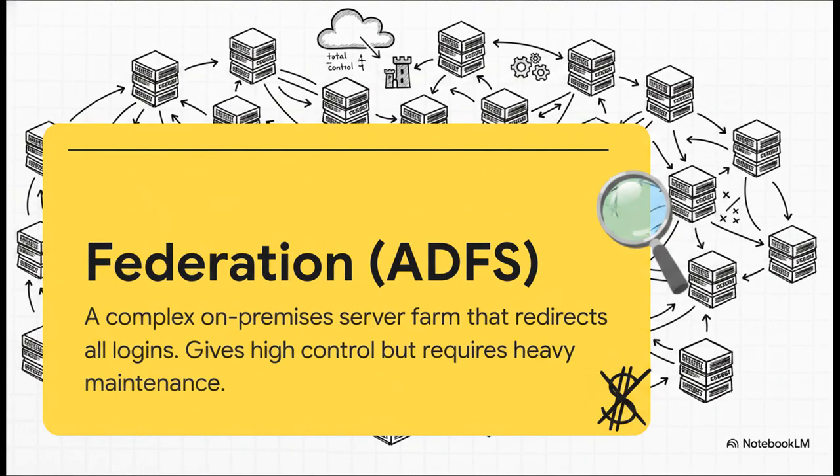And finally, option 3, Federation, which is usually done via ADFS. This is your heavyweight legacy option. You run a complex farm of servers on-prem that handle all the redirects. Sure, it gives you total control, custom rules, third-party integrations, but it is incredibly complex and really expensive to run. If those servers or even just their certificates fail, everything goes down all at once. Modern guidance from Microsoft essentially says, please move away from ADFS unless you absolutely have to use it.